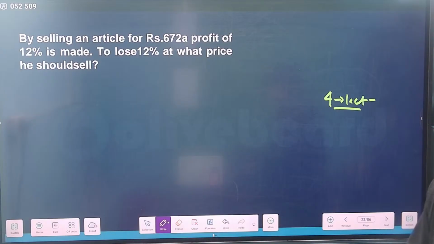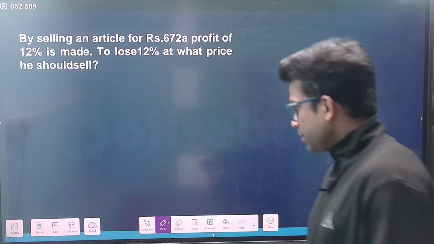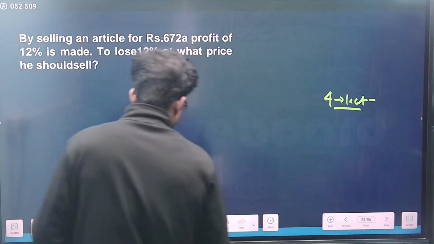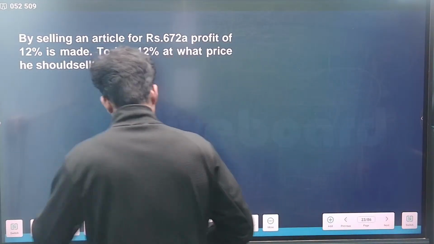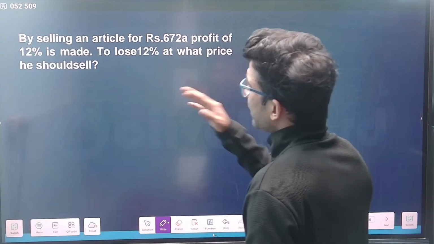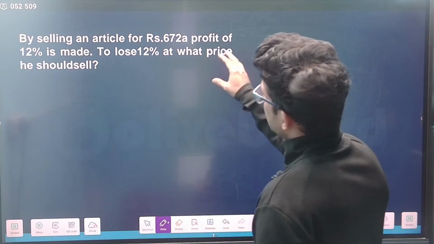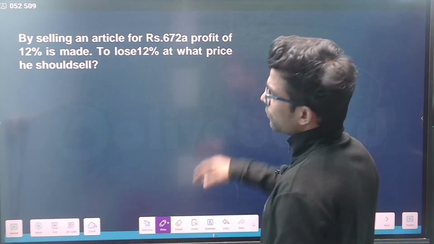Now I think this question is quite twisted, so let me make you understand this problem first of all. Let me just write it down. First of all, by selling an article at rupees 672, there's a profit of 12%.